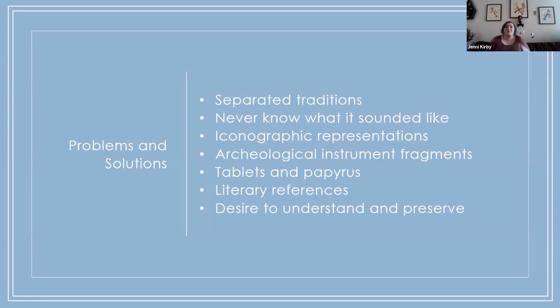But we have solutions for these. The majority of our solutions come through iconographic representations. This is what we think of as being in art museums today. We have Greek pottery, cuneiform tablets, statues, wall paintings, lots of different visual representations of what life was like and how they used music. We're going to talk about a lot of those as we go through. We're also going to talk about some archaeological instrument fragments, fragments of instruments that have actually been found, as well as a couple of intact instruments.